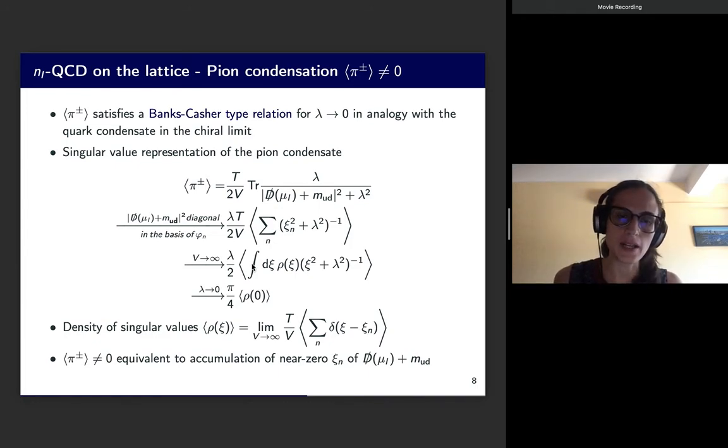And this allows us to replace the sum with an integral upon introduction of what I wrote down here, which is the density of singular values. And other than that, we also observe that, like in the mu equals 0 case, the lambda to 0 limit leads to basically here to a representation of the Dirac delta function, and therefore we get to the final result, which is telling us that a non-zero pion condensate is equivalent to having an accumulation of near zero singular values of the massive Dirac operator.